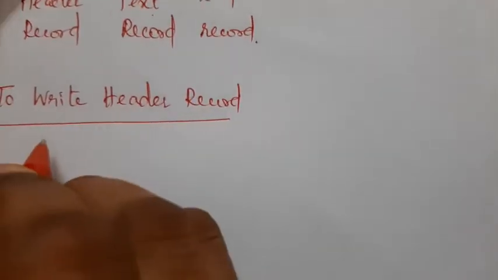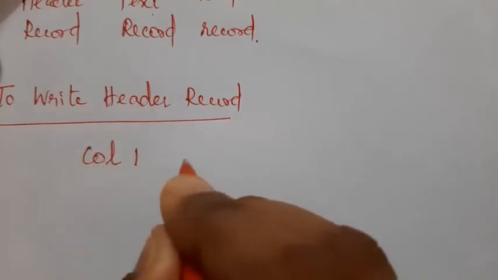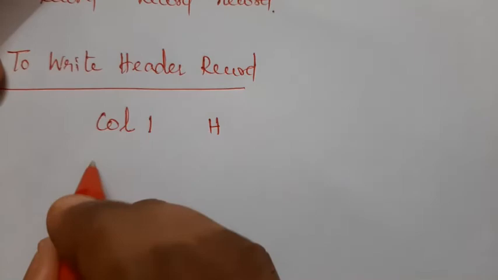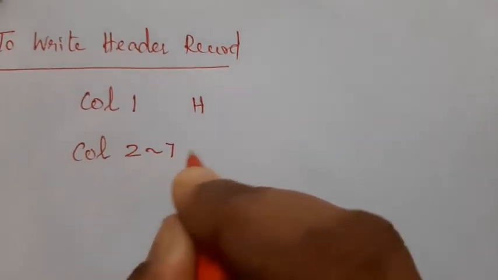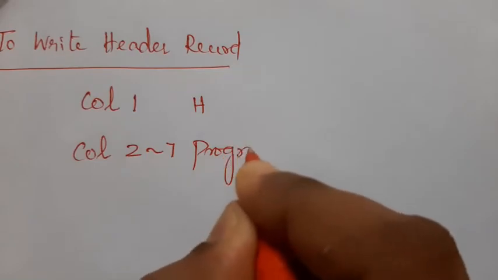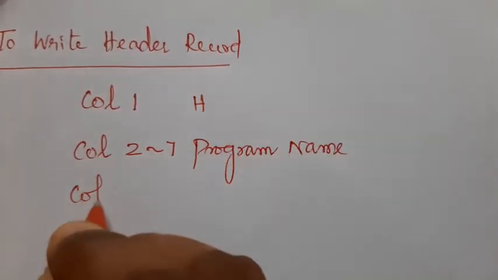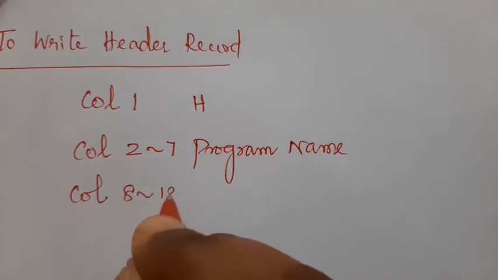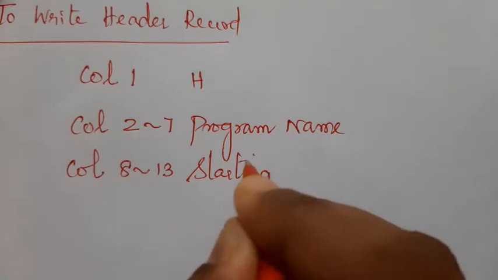To write the header record, we have to follow certain things. Column 1: the first column should be the header letter H. Columns 2 to 7, we write the program name. Columns 8 to 13, the starting address of the program.